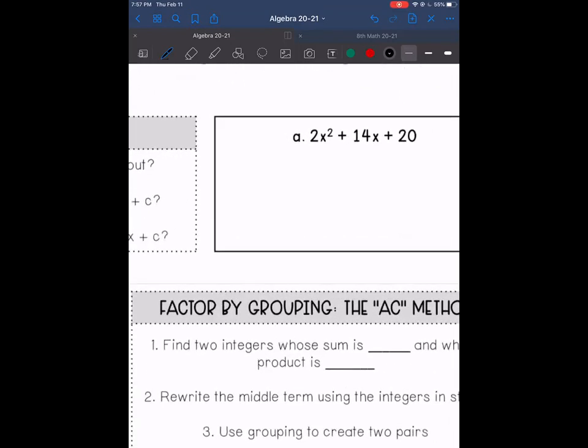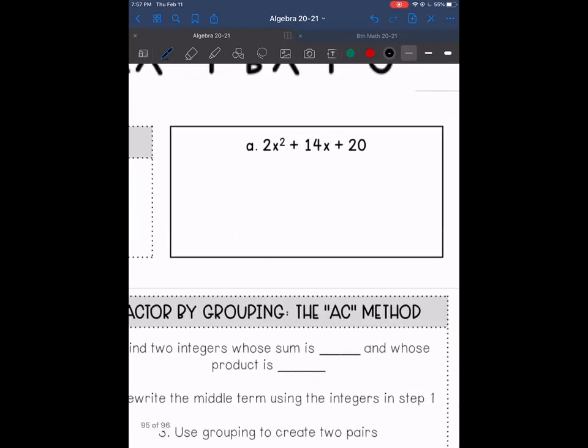So looking at this example problem, each one of our coefficients is even. So I know that I can at least pull out a 2. And my c is not a constant. There's not an x there. So that means I don't have a variable I can take out. So my greatest common factor is 2. Divide 2 into each of the terms. Left with x squared plus 7x plus 10.